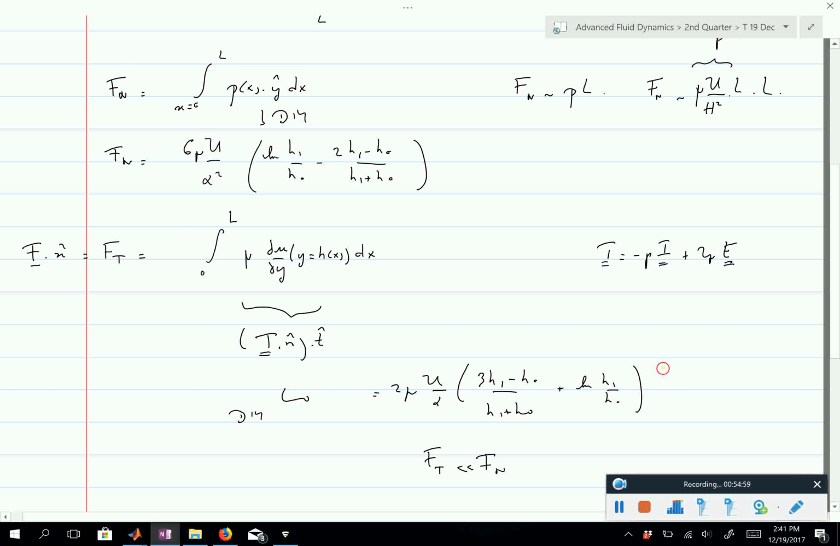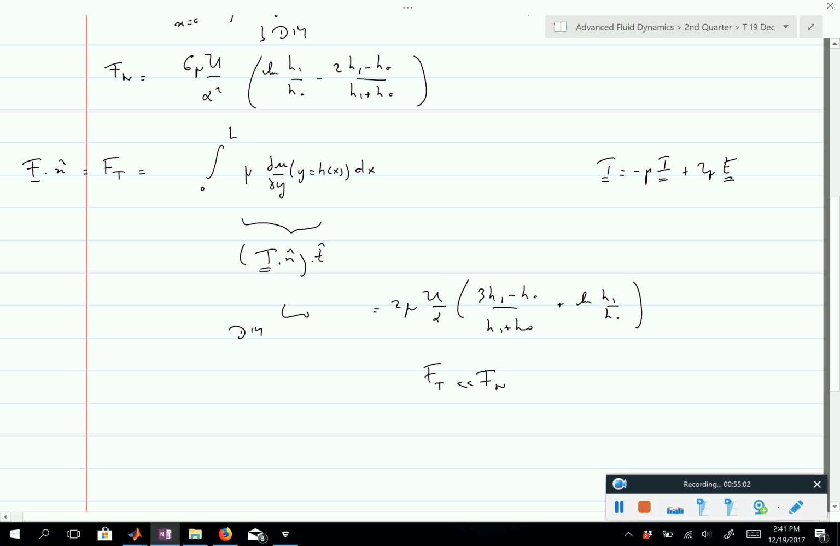If I had asked you for a scaling for f of t, what scaling would you have written? If that was the first question, before we did any analysis, what would be a scaling for the tangential force? And here note that everything is per unit length in the board, because it's 2D, so our forces are always going to be force per unit length. So what would be a scaling for Ft?